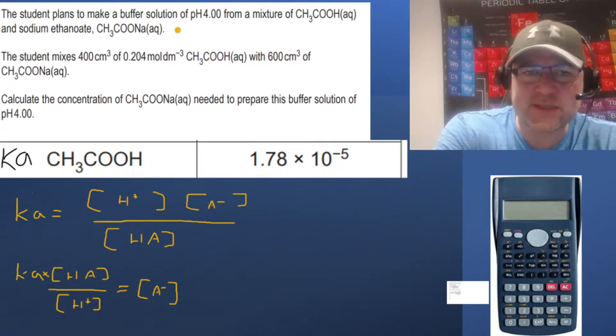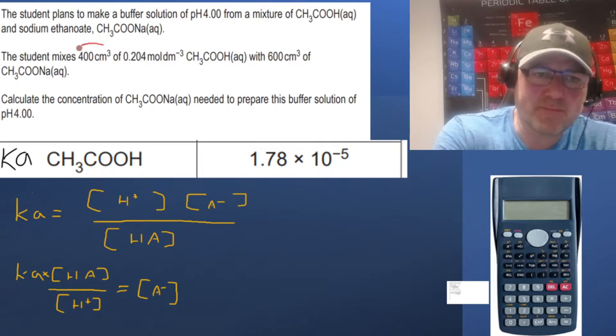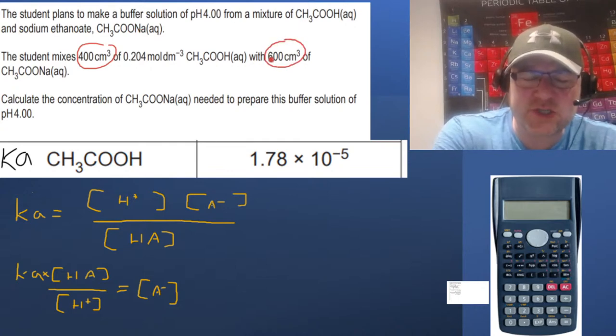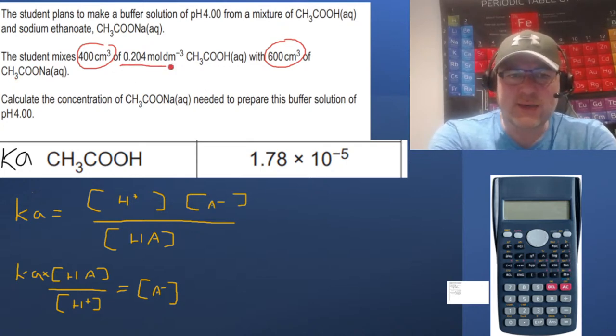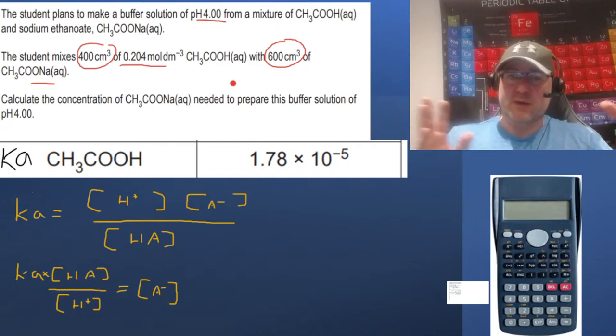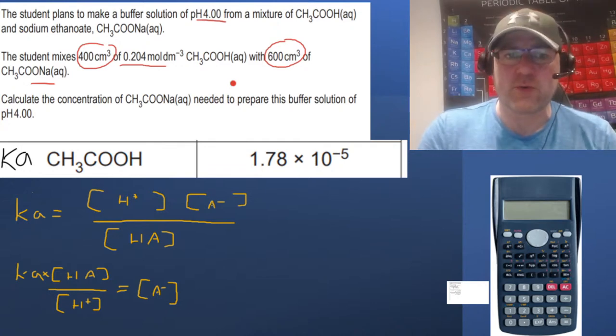So the student mixes. Now what I need to be careful of here is a key bit. We might say to ourselves, can I just use the concentration? They gave me the concentration of the acid. They gave me the volume of the salt. They gave me the pH. What I've got to be careful with here is I've got two different volumes going on. So I need to convert these into moles to make them comparable and then whack them into the equation.